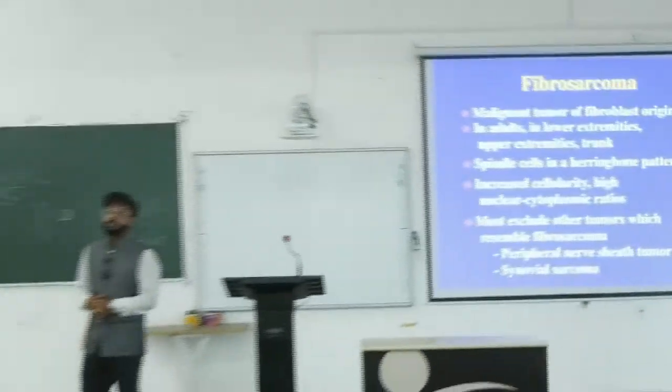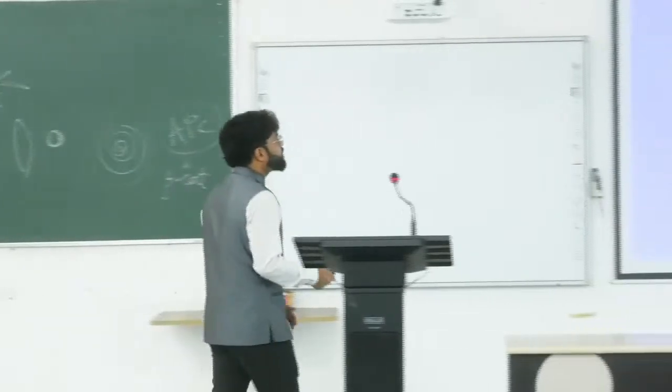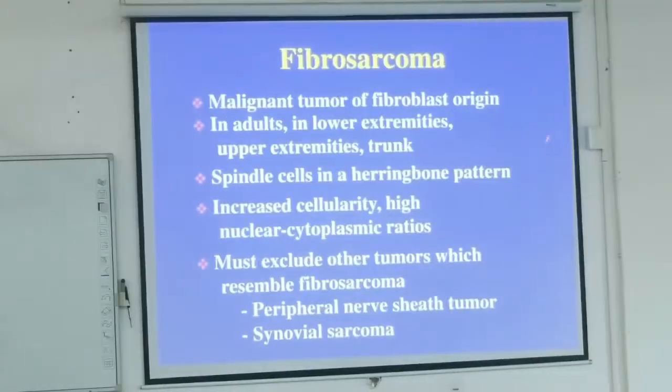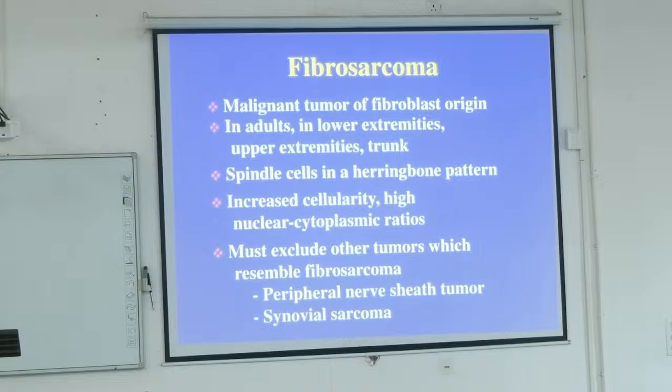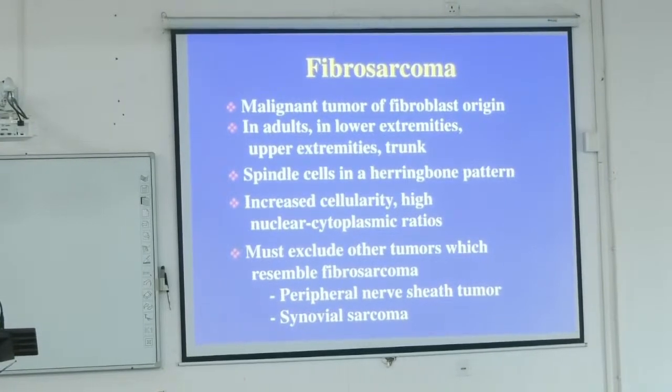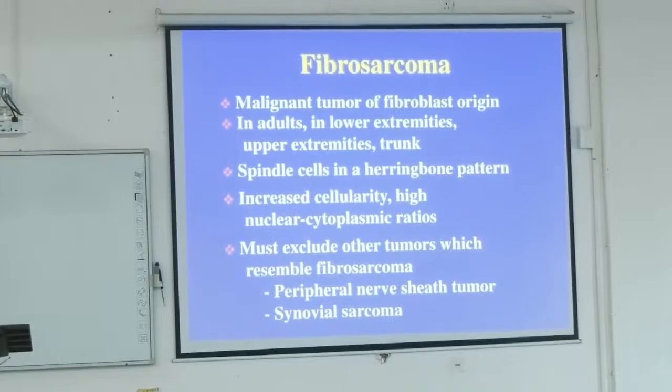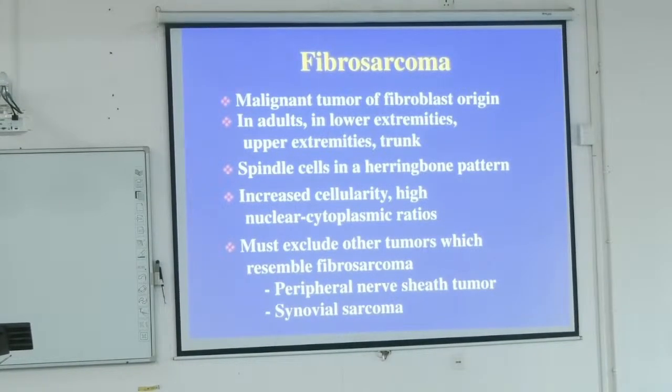Third entity, fibrosarcoma. When I am dealing with fibrosarcoma, at least remember one thing: it's a spindle cell tumor, and these spindle cells are arranged in a herringbone pattern. It is usually seen in the extremities, upper extremity, lower extremity, trunk, etc. And it is of course malignant. Sarcoma is always malignant. That means it has the potential for metastasis. A hematogenous route of spread or local distant invasion, direct invasion, these are all seen in fibrosarcoma. It has cellular atypia, that means it is highly cellular, with high nucleocytoplasmic ratio, atypical mitosis, tumor necrosis, etc.